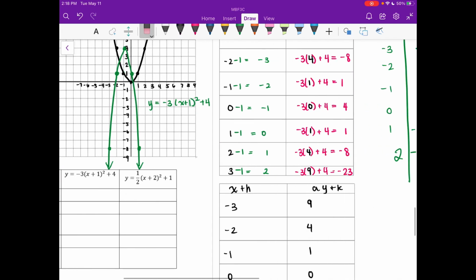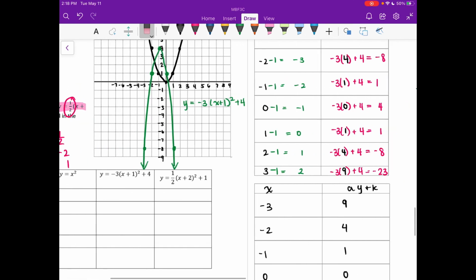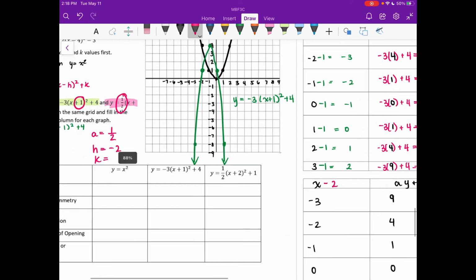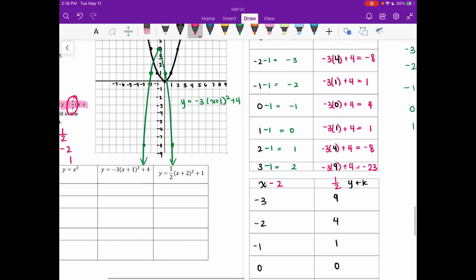Let's go replace what we know. We know that h is going to be negative 2, so it's going to be x minus 2. And then we know that a is going to be 1/2, so I like to write it as 1/2. And then k is going to be positive 1, so we're going to leave it as positive 1.